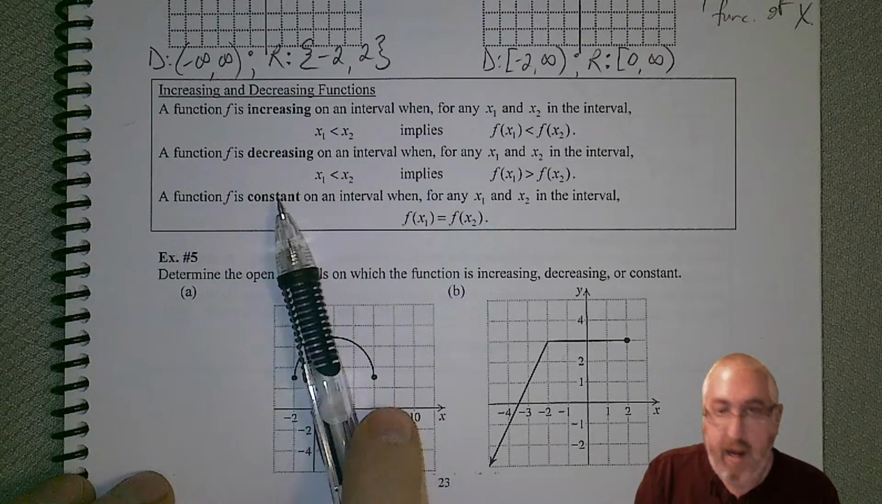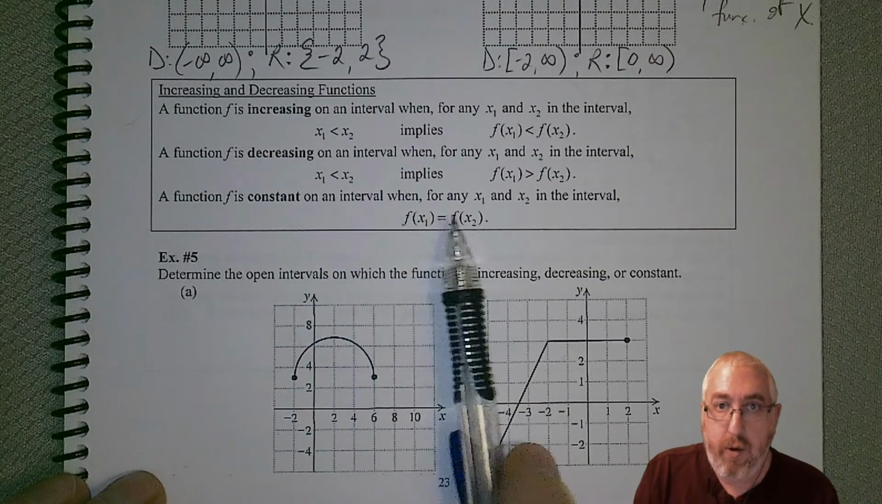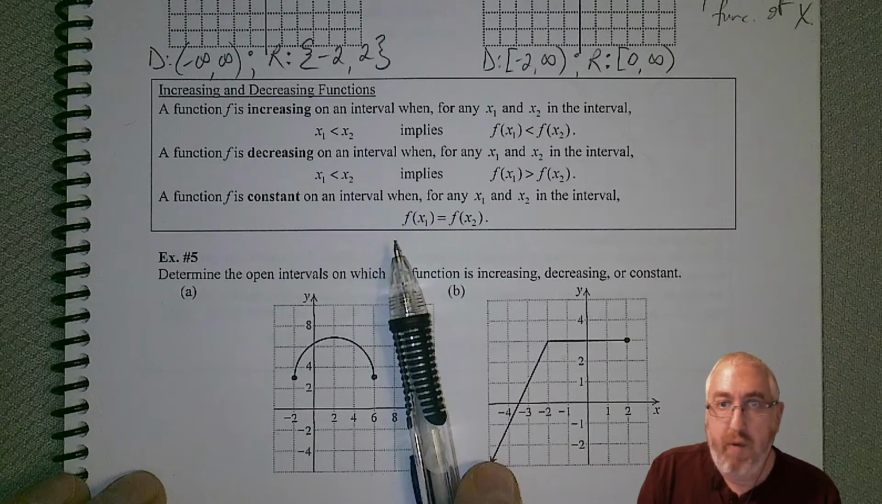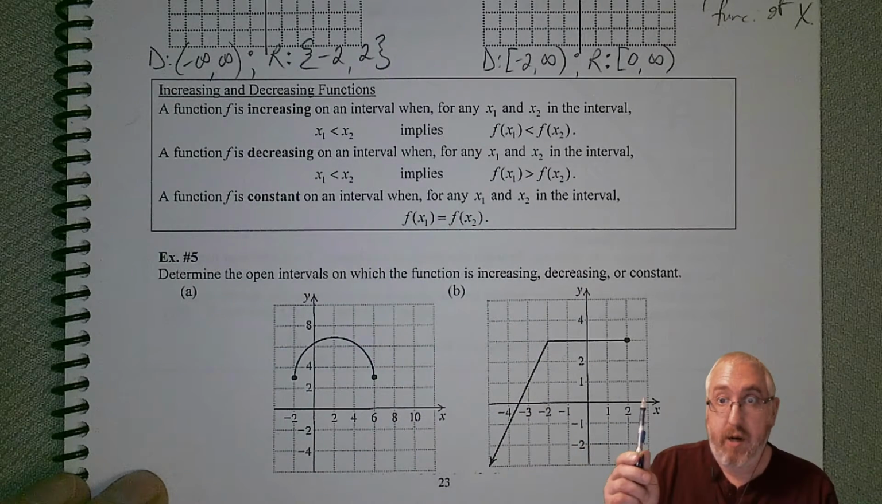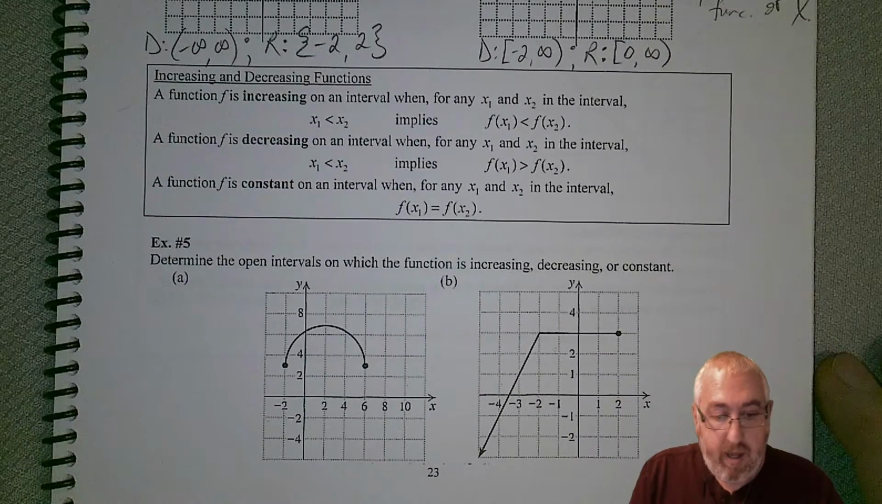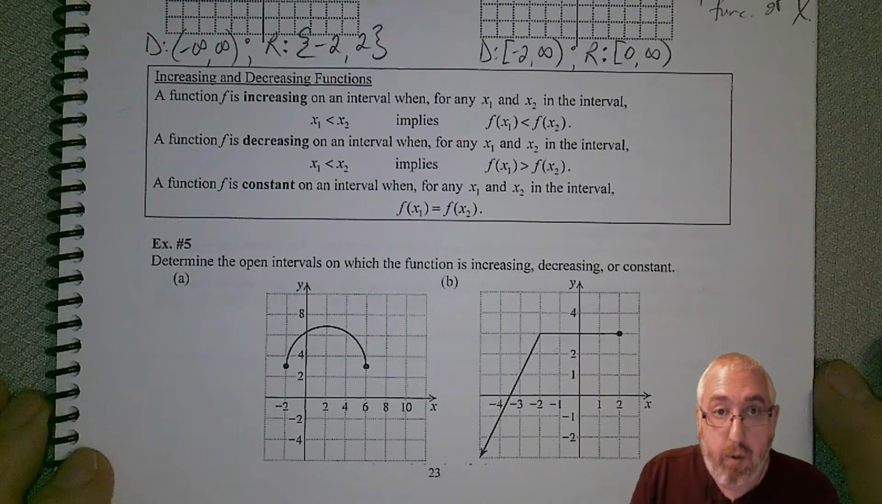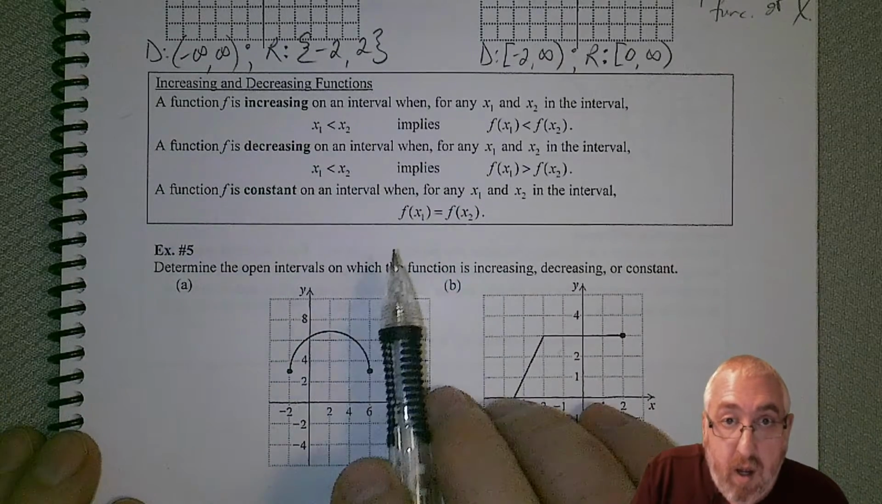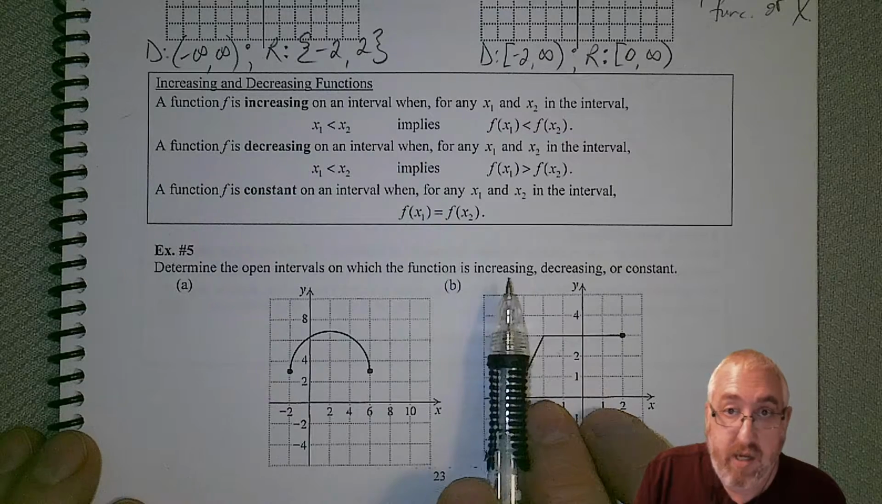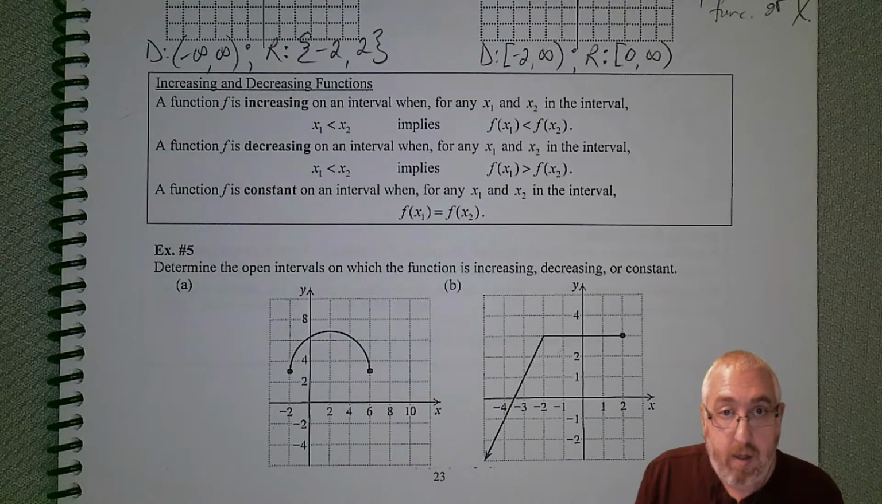And then the third case is the constant case. So when you move from left to right, you're not moving up or down at all. So obviously you're going straight across. So if we wanted to determine open intervals on which the function is increasing, decreasing, or constant.